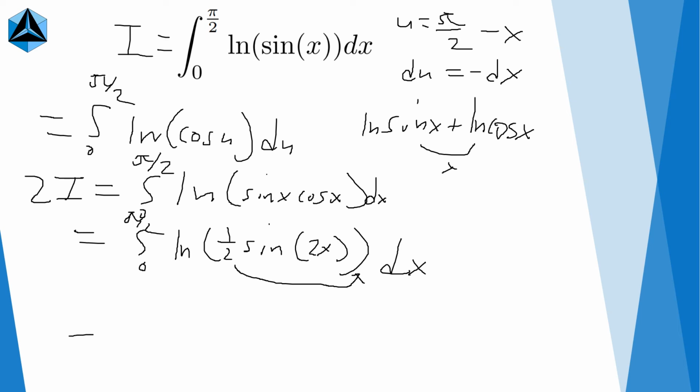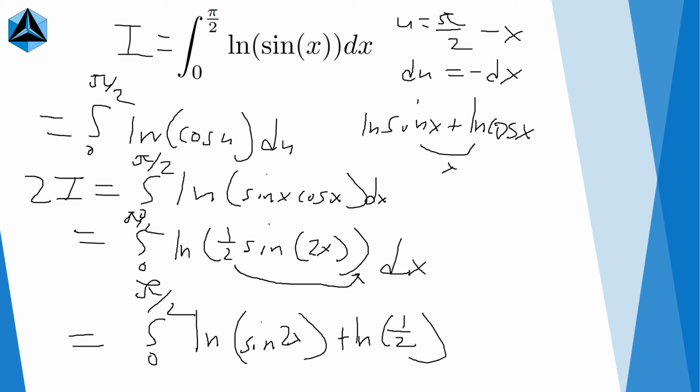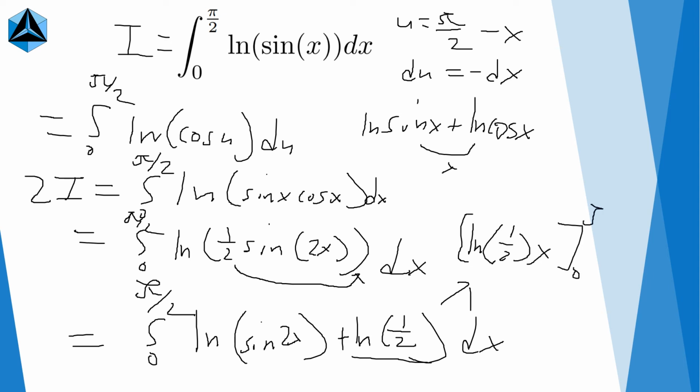So this is equal to the integral from 0 to pi over 2 of the natural log of sine of 2x plus the natural log of 1/2 dx. This is just a constant, so we bring it out, and this particular term turns into natural log of 1/2 times x from 0 to pi over 2. This just becomes pi over 2 natural log of 1/2. So now we just have to evaluate the rest of this, the natural log of sine of 2x, and we'll do this. So let's go to the next slide.